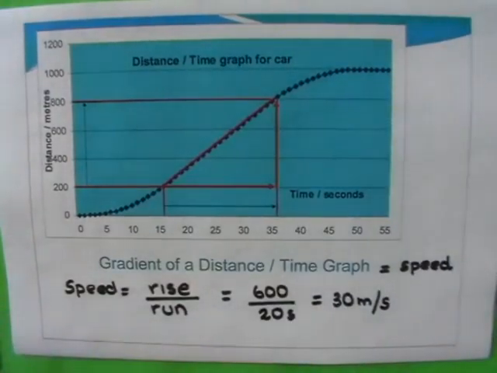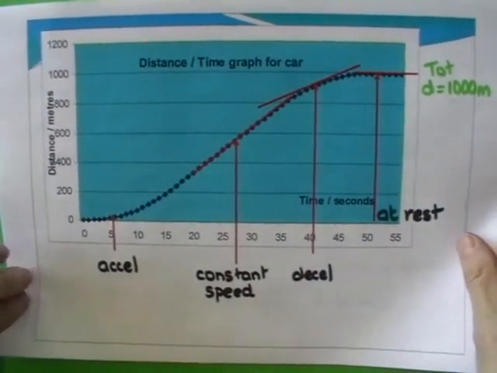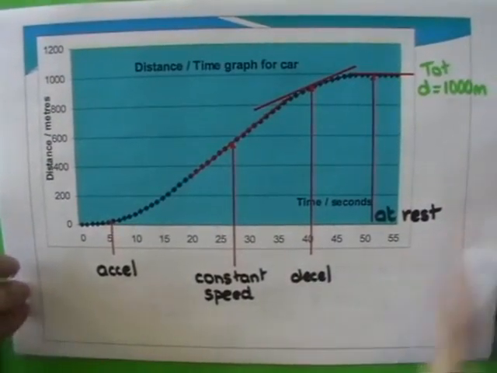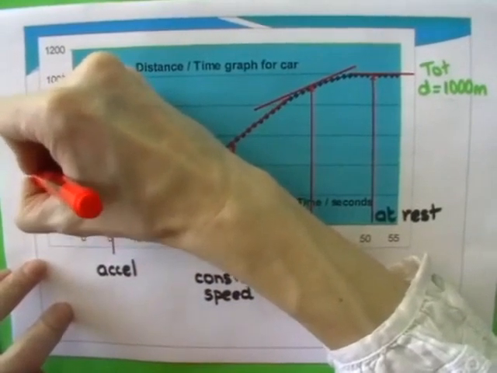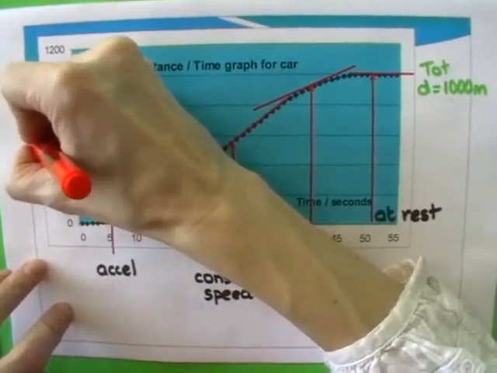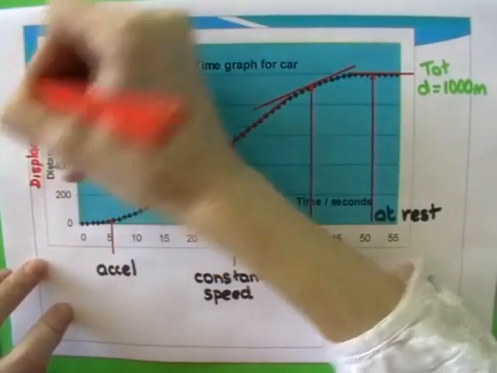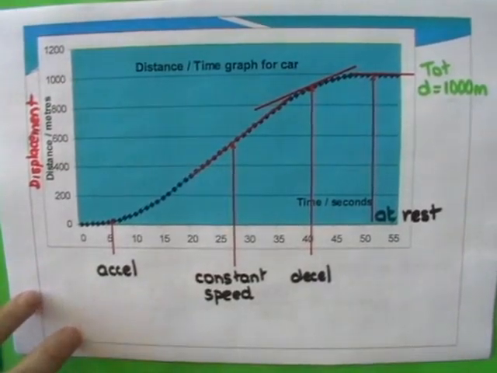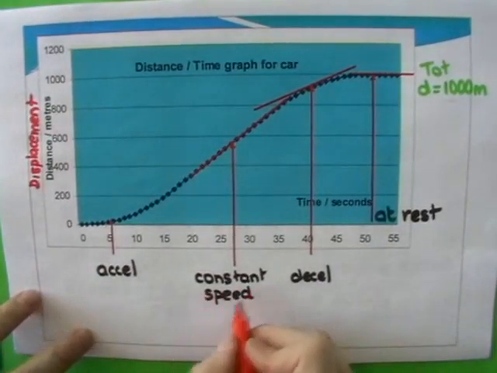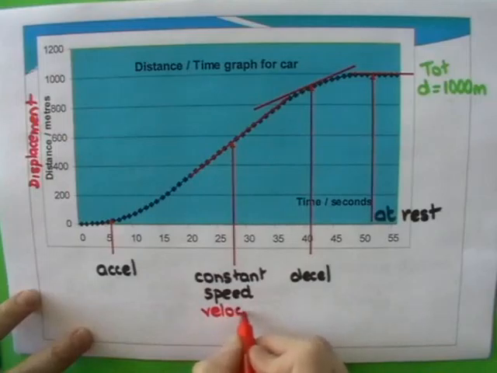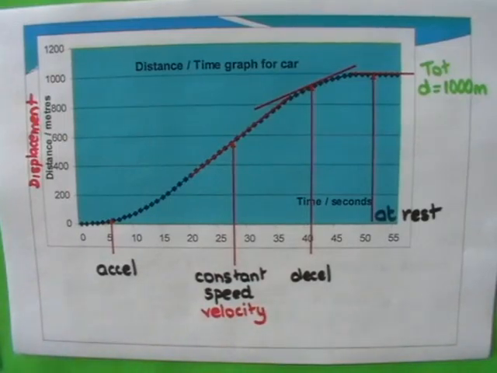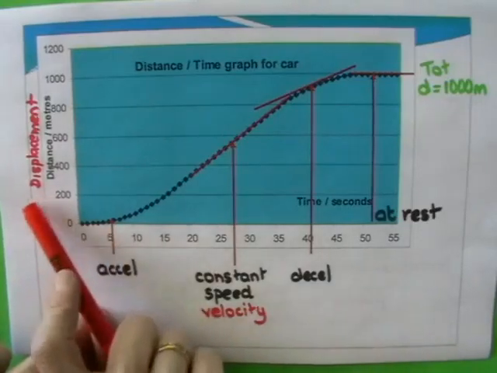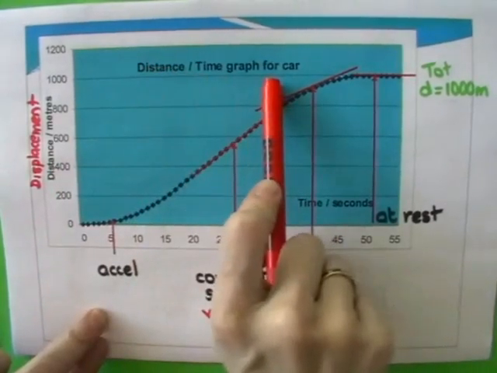Now, can I just show you, if I go back here a minute, this was a distance time graph. This would work exactly the same way for a displacement time graph. So if this was a displacement time graph, then what you would be getting here, instead of a constant speed, you would be saying it was a constant velocity. You could, on a displacement time graph, have negative values. You won't have on a distance time graph.